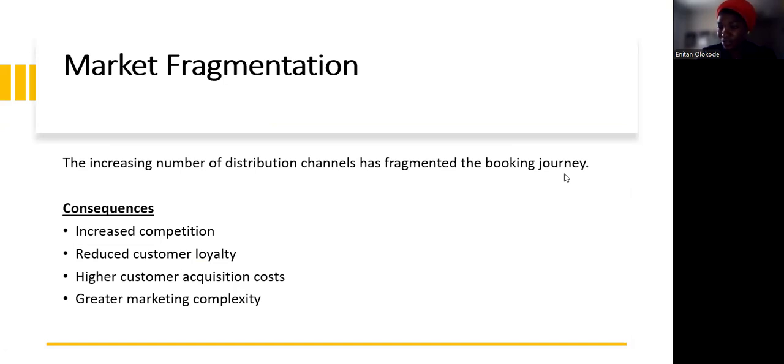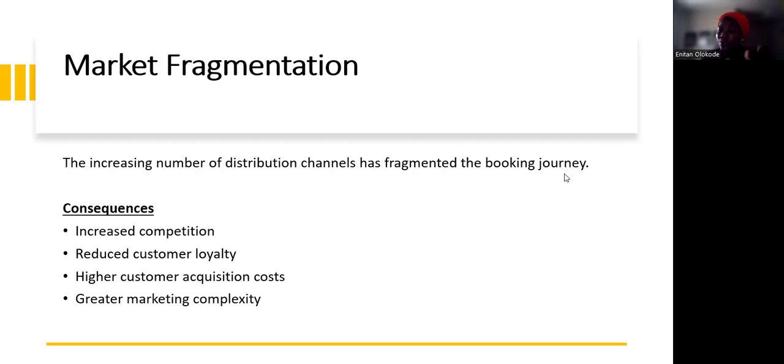The market fragmentation. The increasing number of distribution channels has caused a whole lot of fragmentation in our booking journey. The hospitality distribution landscape has become highly fragmented. Why? The growing number of booking channels is becoming more and more. And this results in what? Increased competition. It reduces customer loyalty because they have better offers out there, or relatively close offers out there. It increases our cost.